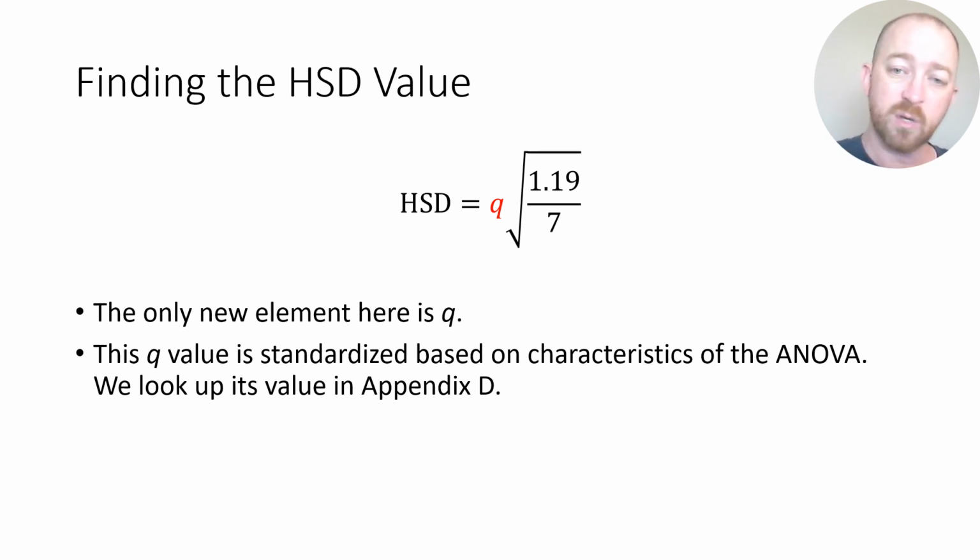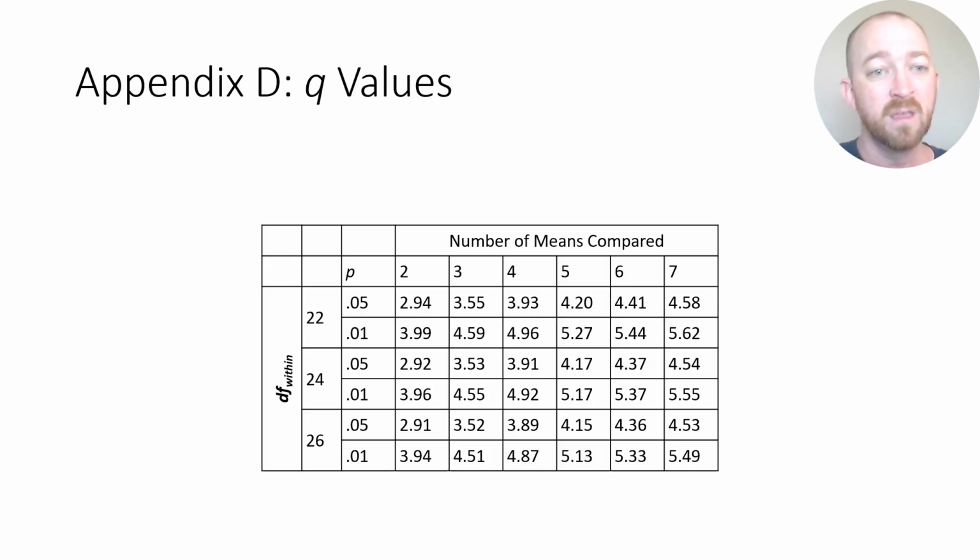So what we're going to do here is go to Appendix D of my textbook. If you don't use my textbook, just Google it. You can find Q values or Tukey's HSD Q values on the internet, and you can find all sorts of these tables. Here's a look at the Appendix D in my textbook. It looks very similar to this. Of course, I flipped down a couple of pages here.